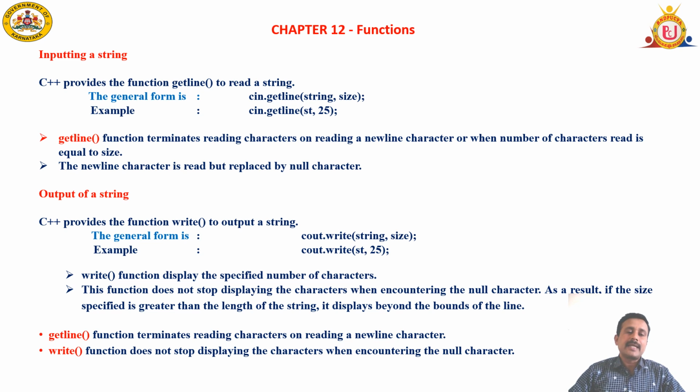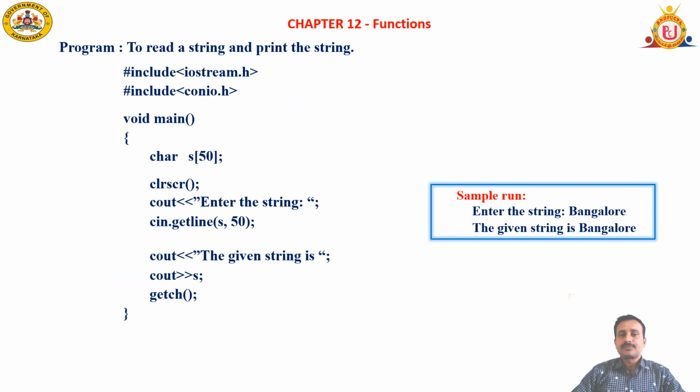So here the syntax is cout.write(string, size), for example cout.write(st, 25). Write is a function which is used to give an output to the user. getline is a function which is used for inputting a string. The getline function terminates reading characters on reading a newline character, whereas the write function does not stop displaying the characters when encountering a null character.